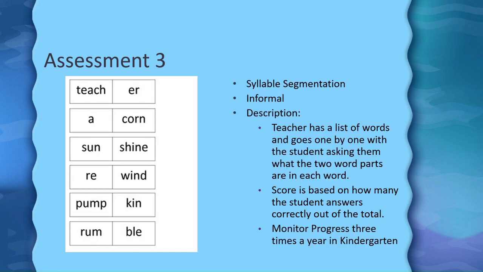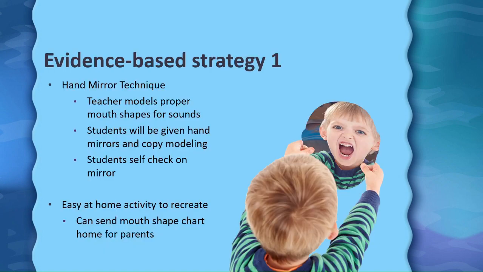Our third assessment is syllable segmentation. This is also an informal assessment type. This is where a teacher presents a list of words and goes one by one and asks the students to find the 2 word parts. So for example, we have teach, acorn, sunshine. And then of course we score them just based on how many they got correct out of the total. And this one is best done about 3 times a year in kindergarten, because we really want them to be able to separate these phonemes and understand how to separate them.